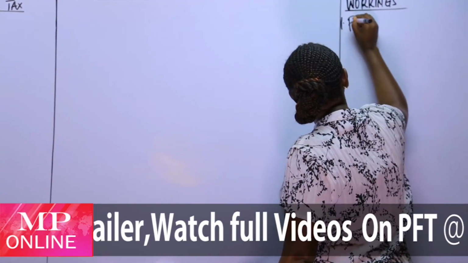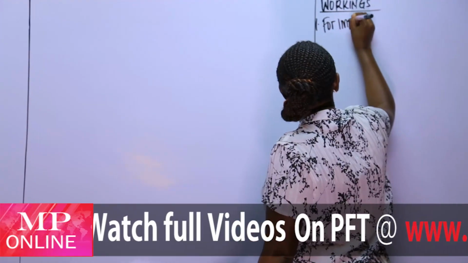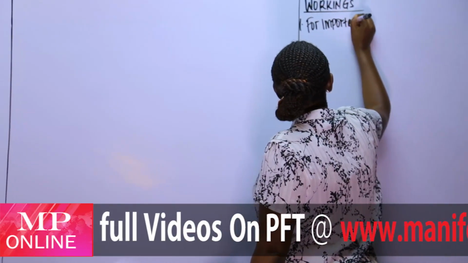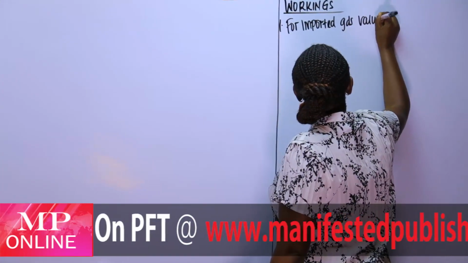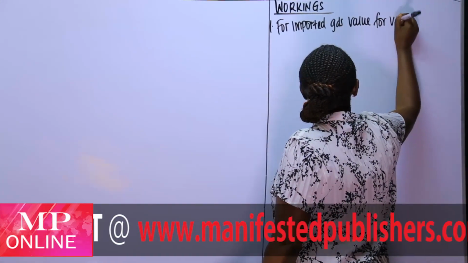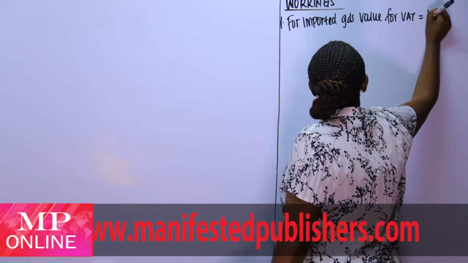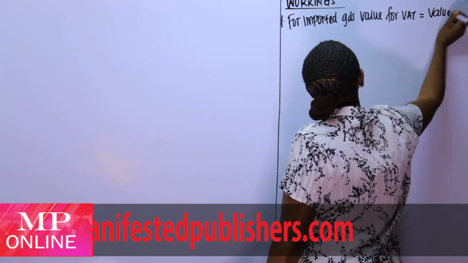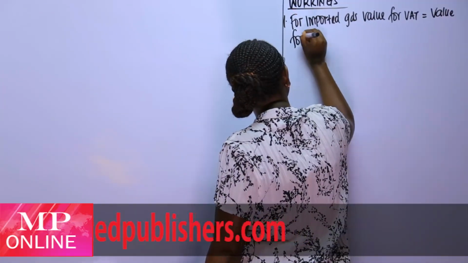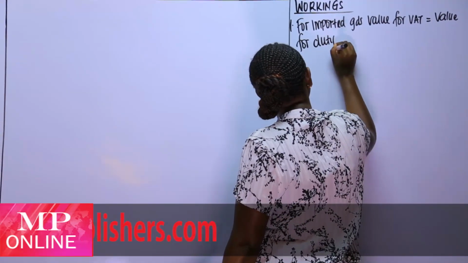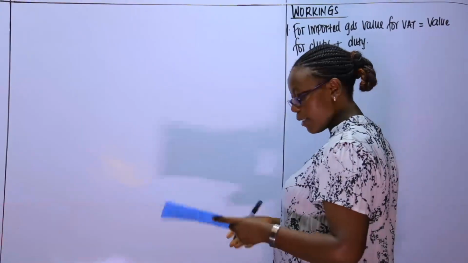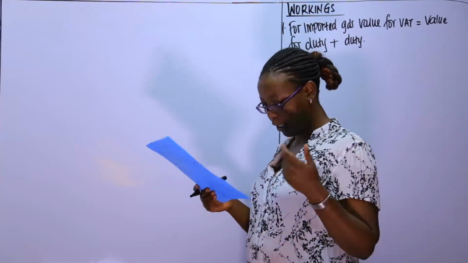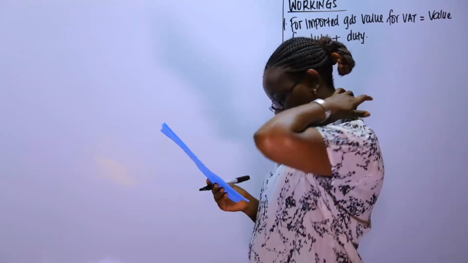So for imported goods, value for VAT is equal to value for duty plus duty. So we go through this sentence again, and then we find out what is the value for duty, what is duty, therefore what is the value for VAT.